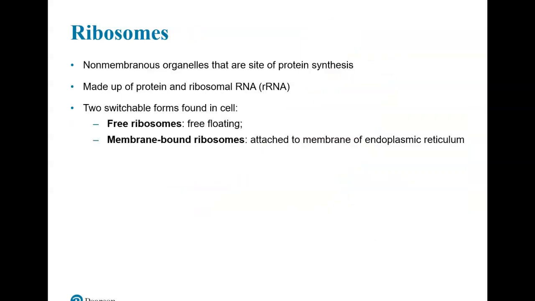Ribosomes are the organelles that synthesize proteins. They're made up of proteins and ribosomal RNA, and there are two different forms. Free ribosomes are free floating, and these synthesize proteins that are going to go to organelles within the cytoplasm. Then there are membrane-bound ribosomes that attach to the membrane of the endoplasmic reticulum. These synthesize proteins that are going to be incorporated into the cell membrane.